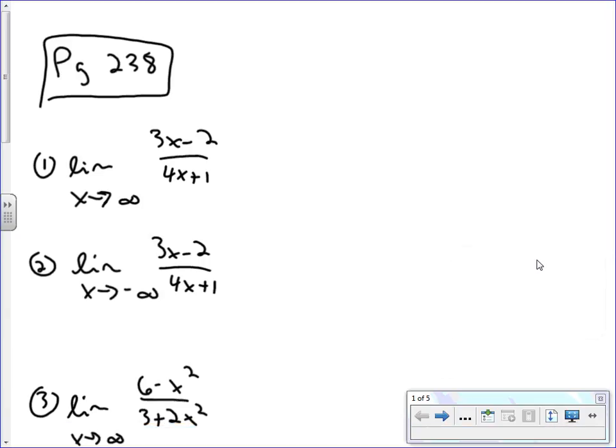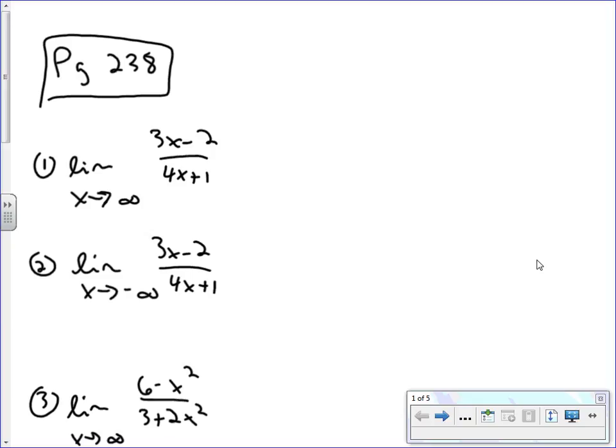Okay, so here are the last of the examples for finding limits at infinity. Those shortcuts, you learned them last year, so I just want to review them with you and then maybe give you a couple that you didn't see last year. So first, the limit as x approaches infinity of (3x - 2) over (4x + 1).